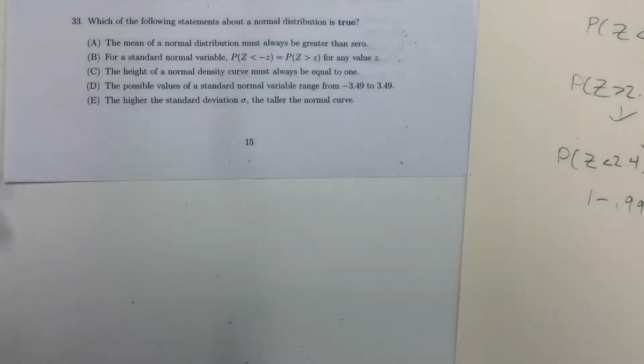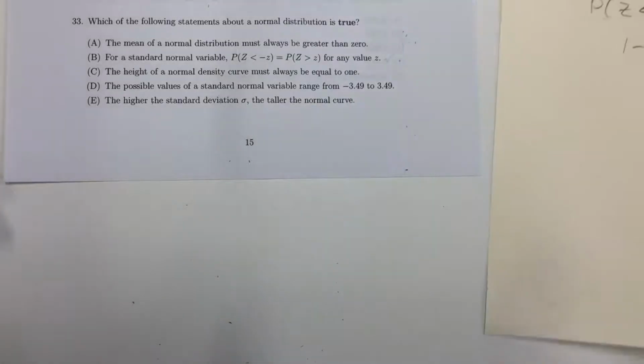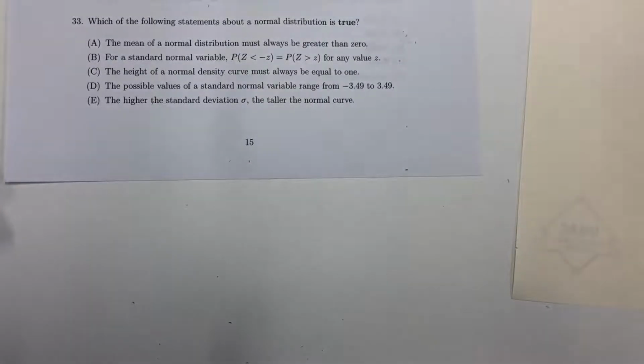I'll be going over question 33 from sample midterm A. So I'll go over each statement and verify whether or not it is true or false. For letter A, the mean of a known distribution must always be greater than 0. This is false because our mean for a known distribution is just a measure of center.